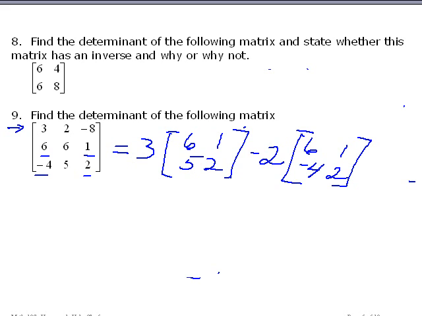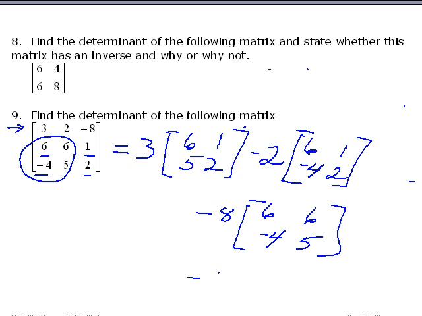Now I go to the next column. It's a -8. Don't change its sign. Cross off the row and column it's in, and you end up with just these terms right here. So you make a little matrix out of that. And now you know how to take the determinant of the 2 by 2 matrices, so you do that.